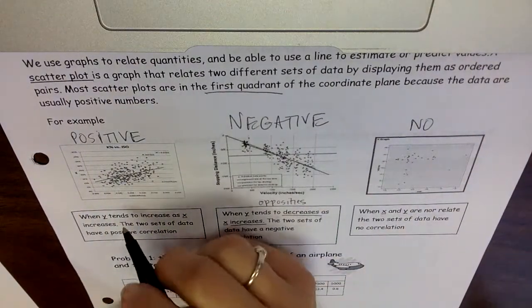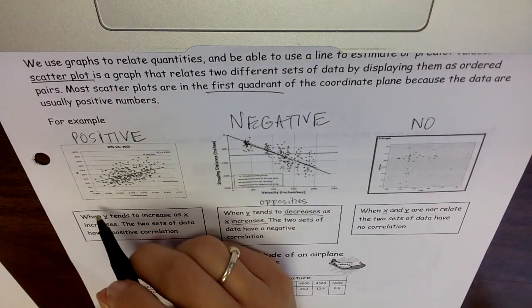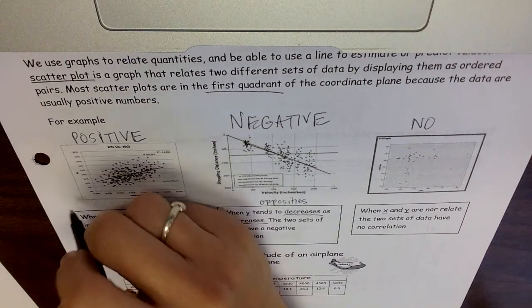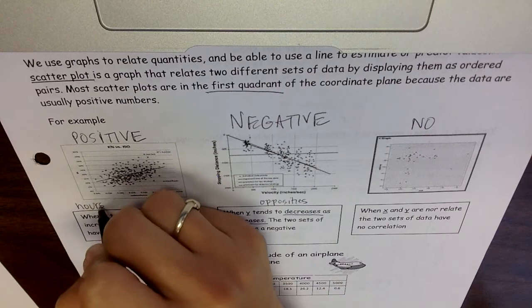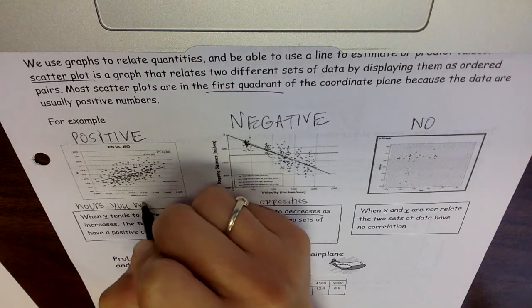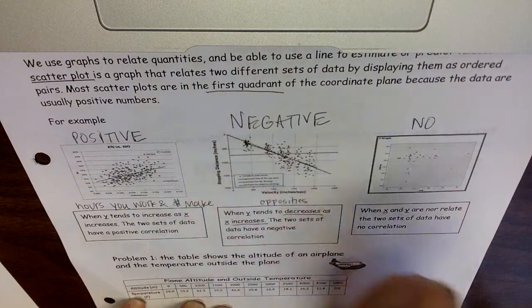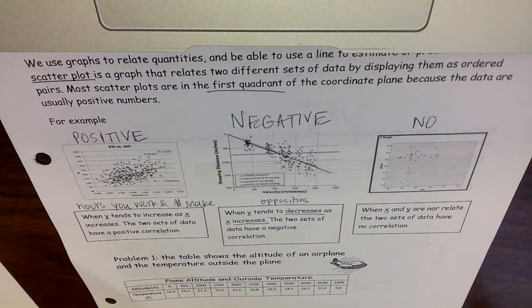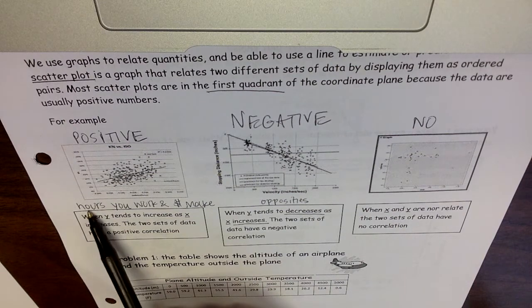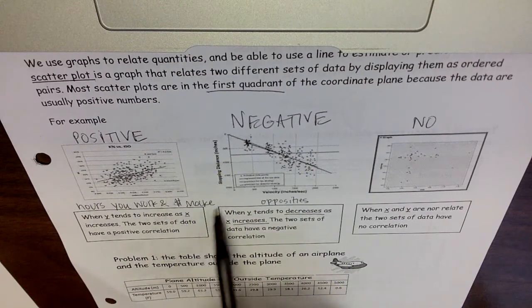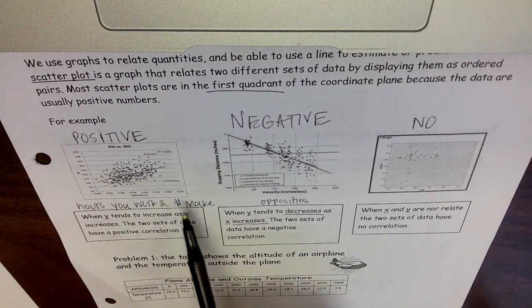You're just going to write these down right here. A positive correlation would be something like the hours you work and the amount of money you make. This would be a positive because as the hours you work increase, the money you make increases. So this is an example of a positive correlation.